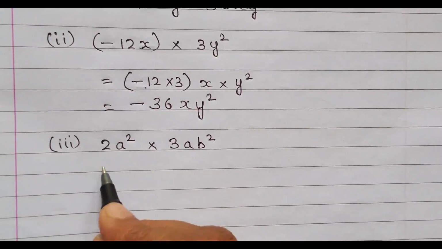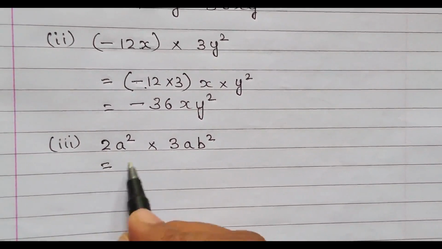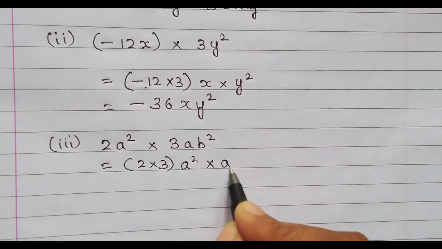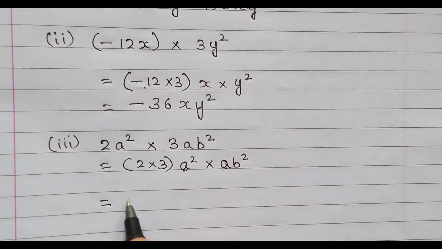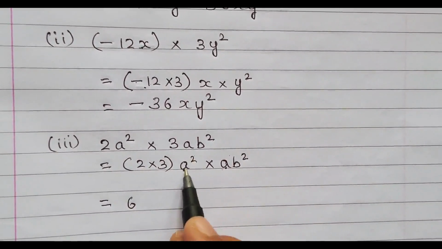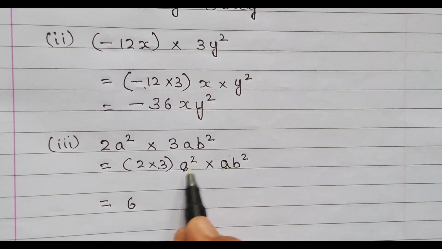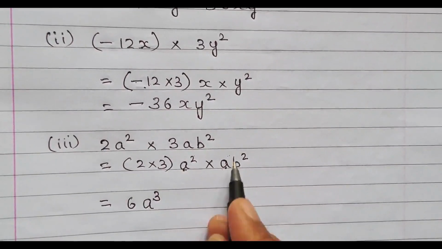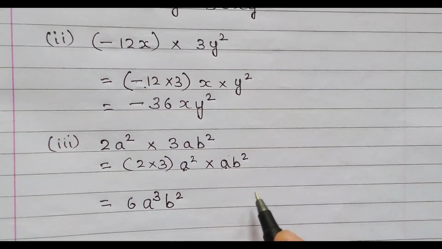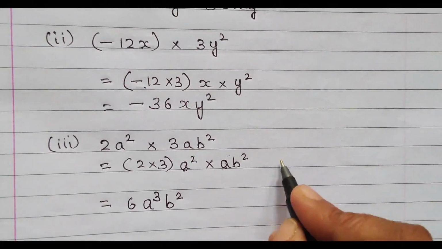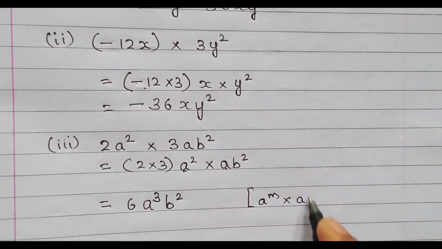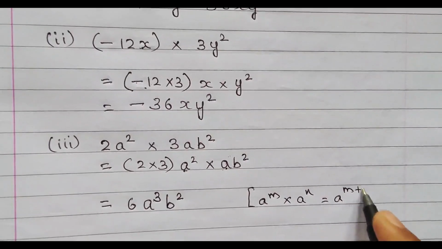Let's try another example. What will be the first step? Yes, multiply the two coefficients. So you have 2 multiplied by 3, and a square multiplied by ab square. 3 into 2 is 6, a raised to 2 and a raised to 1. So that will give you a raised to 2 plus 1. That is a raised to 3, or a cube. And b square will remain b square. So this is using the rule of indices. A raised to m multiplied by a raised to n is a raised to m plus n.